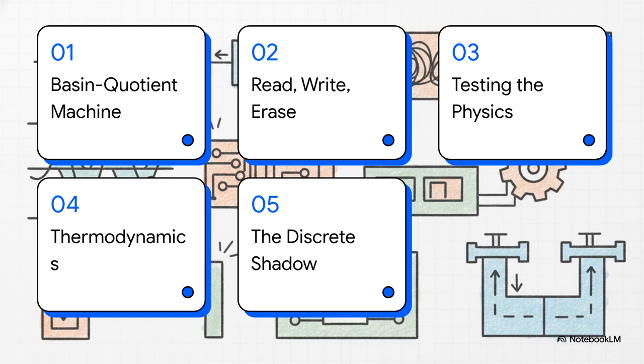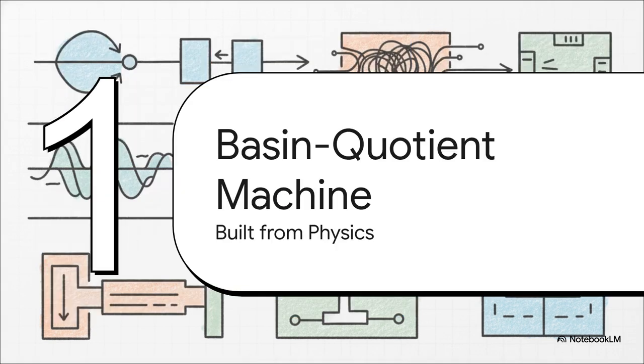Okay, here's our roadmap. We're going to take a journey from the continuous geometry of coupled oscillators all the way to ultra-fast L1 cache applications. We'll start with the machine itself, check out its instruction set, test its physical limits, measure the thermodynamics, and then finally look at those incredible future apps. So, Part 1. The Basin-Quotient machine. Literally, a computer built from physics.